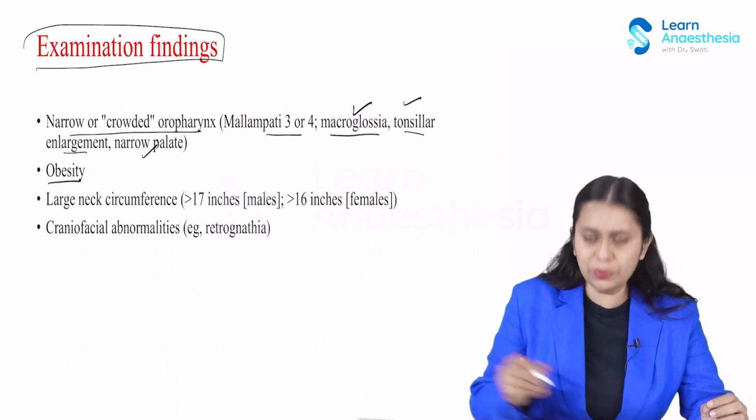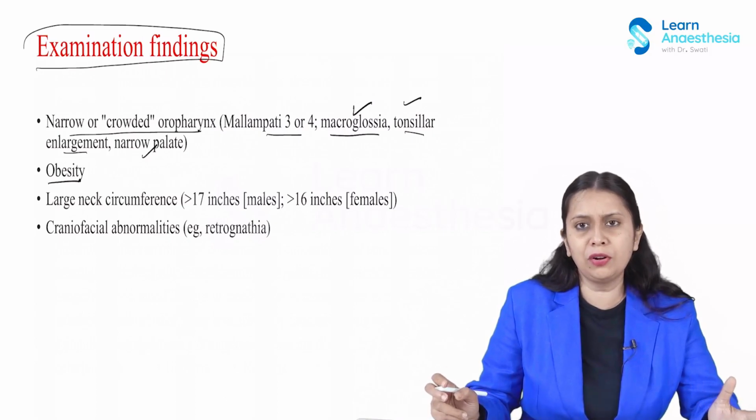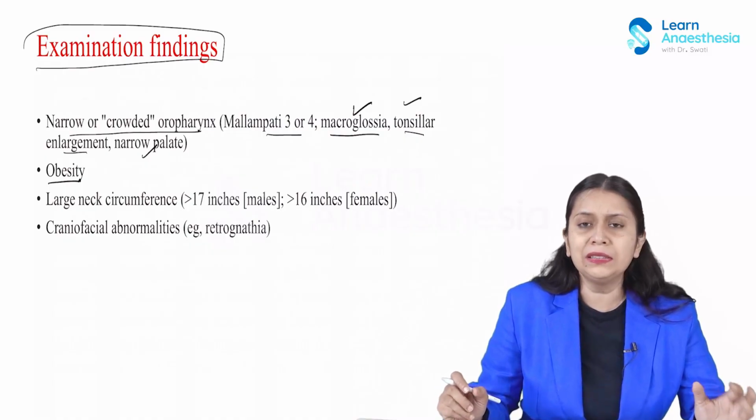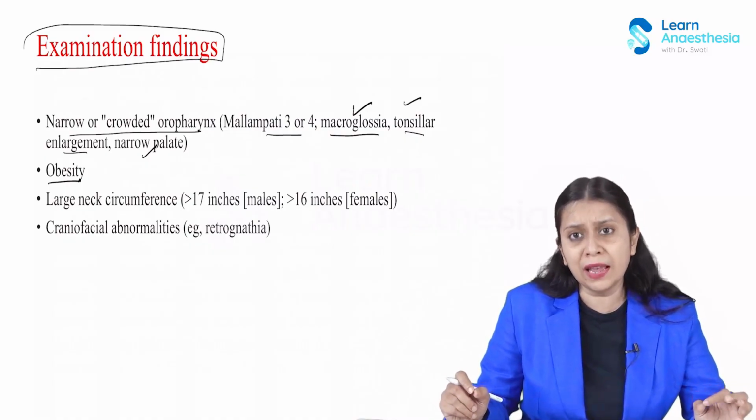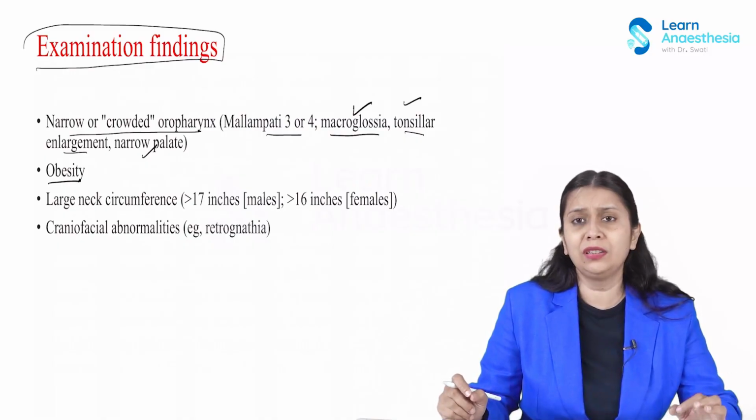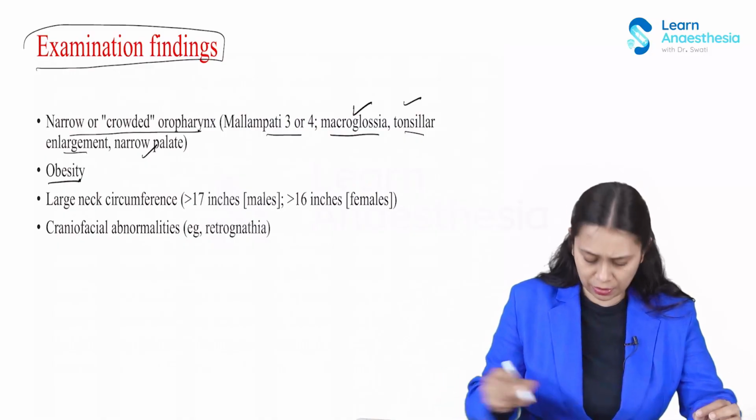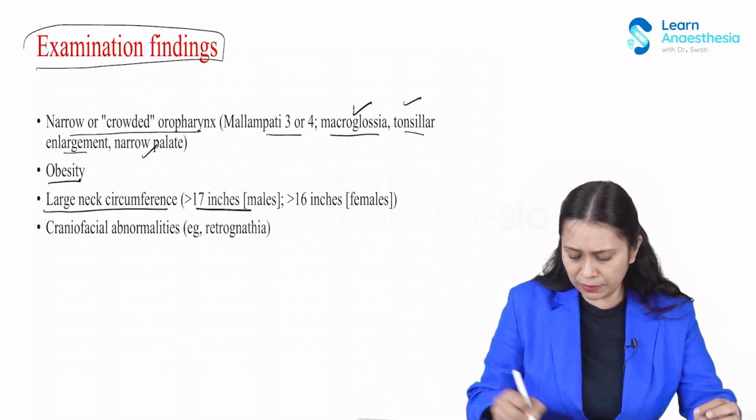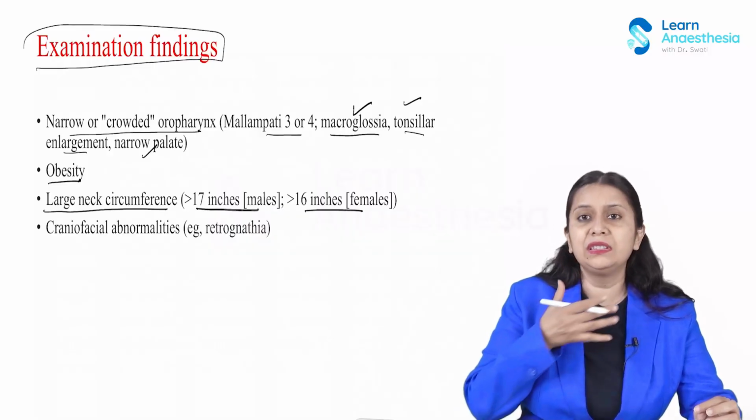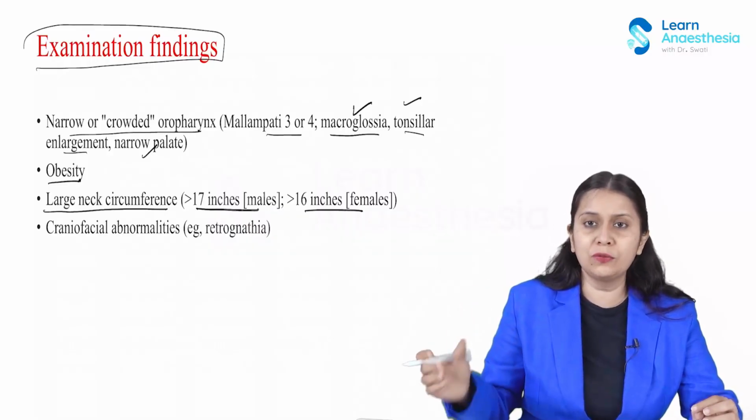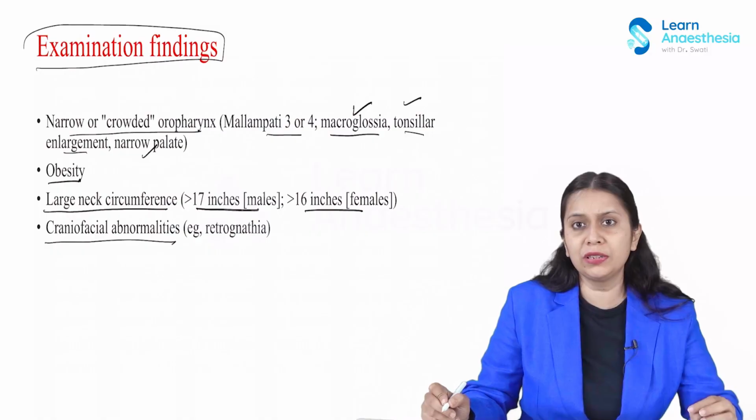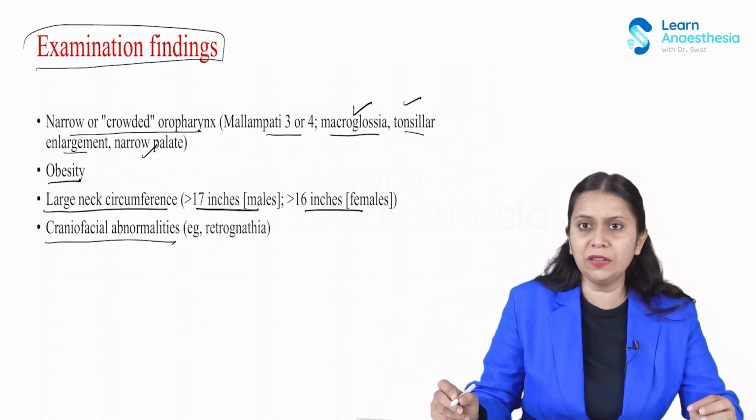Then association of obesity. A huge number of obese patients are associated with obstructive sleep apnea. As I already mentioned, though overall the incidence is less, in the at-risk population the prevalence may be very high. Then the patient may have a large neck circumference, more than 17 inches in males and more than 16 inches in females. A thick neck again points towards association of OSA. Then craniofacial abnormalities. Patients with retrognathia, etc., can also be associated with OSA.